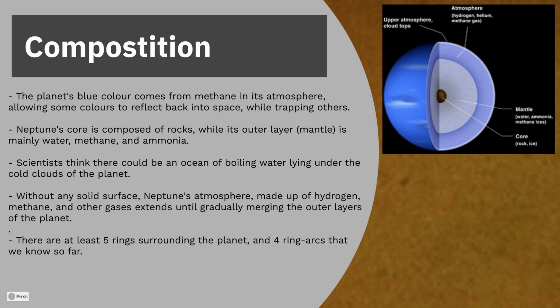Scientists think there might be an ocean of extremely hot water under the planet's cold clouds, but the pressure is keeping it locked inside. Without any solid surface, Neptune's atmosphere, made up of hydrogen, methane, and other gases, extends to great depth, which gradually merges into the outer layers of the planet. There are at least 5 rings surrounding the planet, and at least 4 ring arcs that we know of so far.